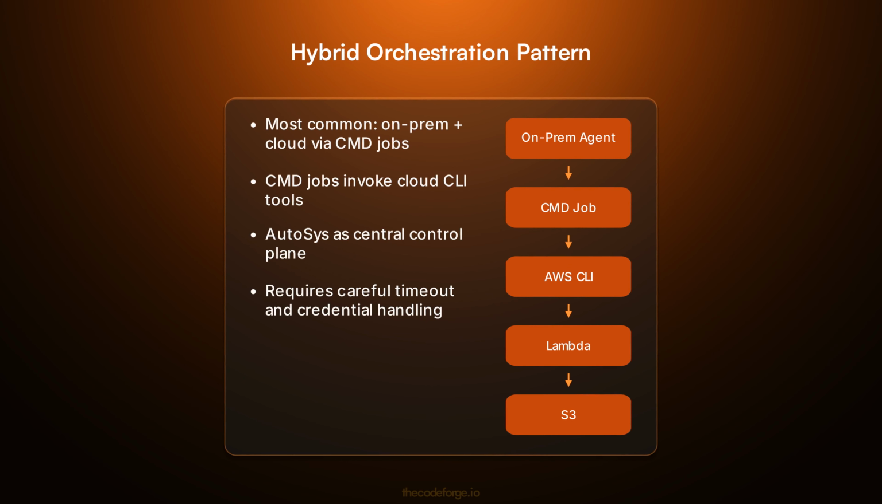Most enterprises don't go fully cloud overnight. The most common pattern is hybrid. On-premises, AutoSys jobs orchestrate a mix of traditional server-based jobs and cloud jobs. AutoSys acts as the central control plane for the entire workflow regardless of where each step actually executes.